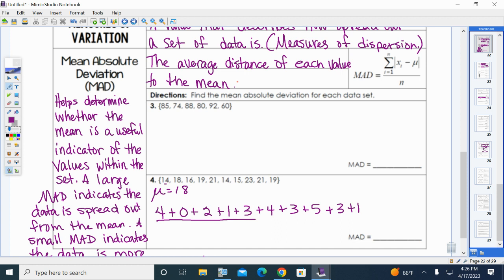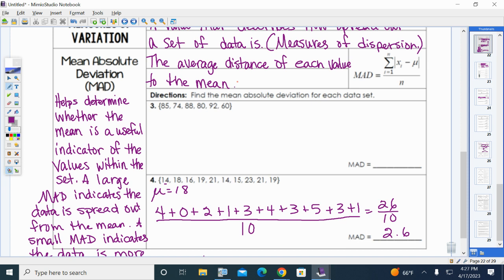Now notice that in that situation, I ignored negatives. You're just looking for the distance, and distance is always positive. And again, you're going to divide that by how many numbers we should be looking at, which is 10 numbers in the original data set. So 4 plus 0 plus 2 and so on, is about 26 divided by 10. You could totally do all that in the calculator if you wanted and get a MAD of 2.6.